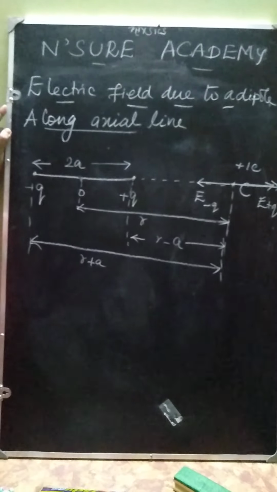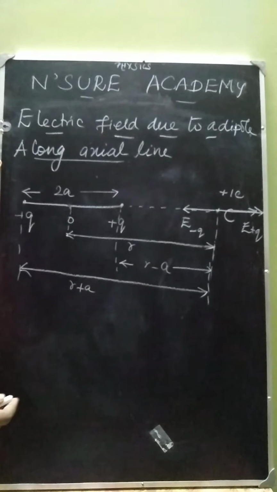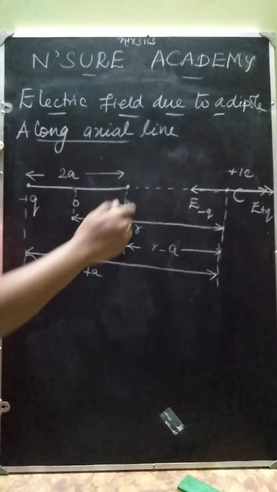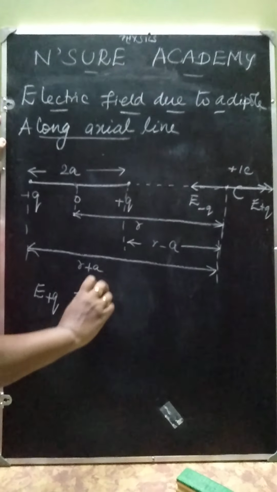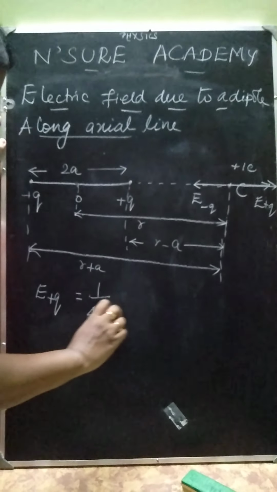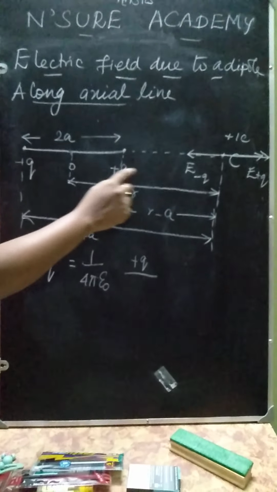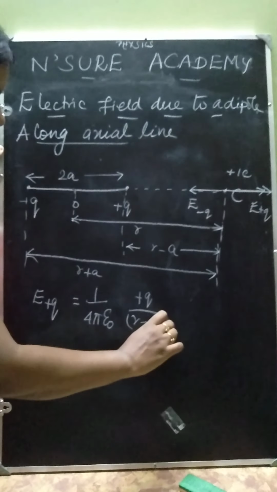We know the electric field value E is equal to 1 by 4 pi epsilon naught times q divided by r square, where r represents the distance. If I want to write it for plus q, what is the value? E plus q will be 1 by 4 pi epsilon naught times plus q. What is the distance between plus q and the test point? It is r minus a, the whole square.